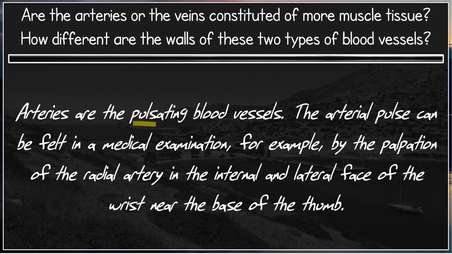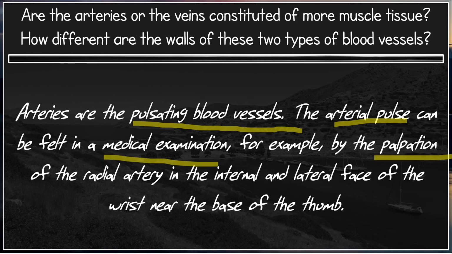Arteries are the pulsating blood vessels. Arterial pulse can be felt in medical examination, for example by palpation of the radial artery in the internal and lateral face of the wrist near the base of the thumb.